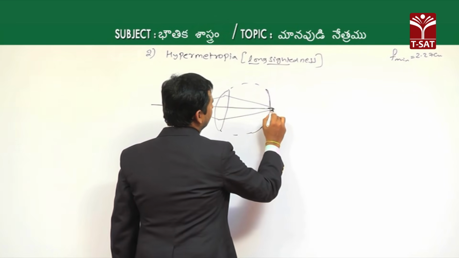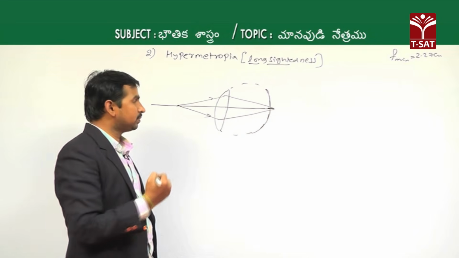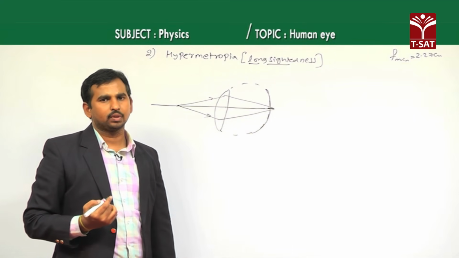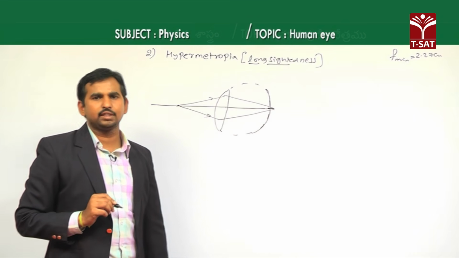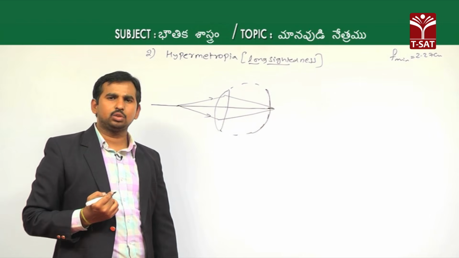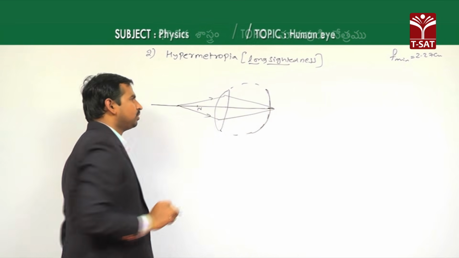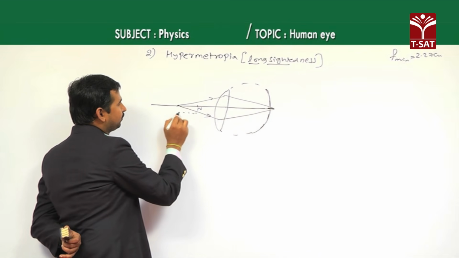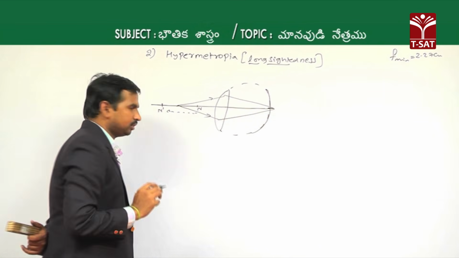So, when the light rays reach the retina, they are no longer at a converging point. That is why you get a blurred image here. This is the defect of hypermetropia. We have to see near distant objects up to 25 centimeters very clearly, but we are not able to see at 25 centimeters here, which means there is a change in the near point in the case of hypermetropia, where the near point shifts to, let it be, n dash.